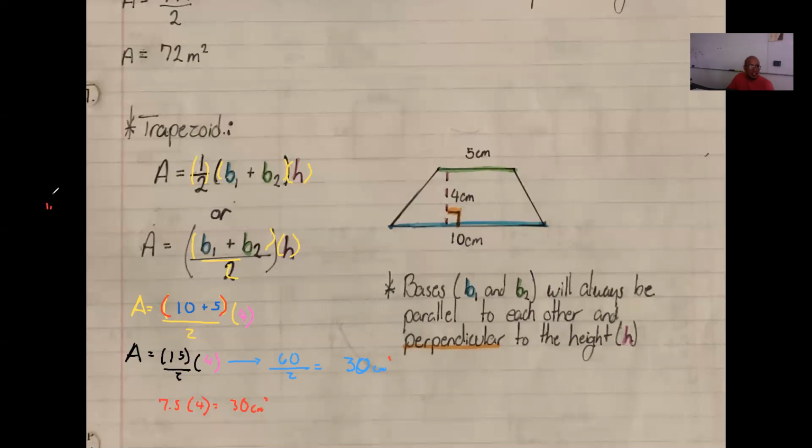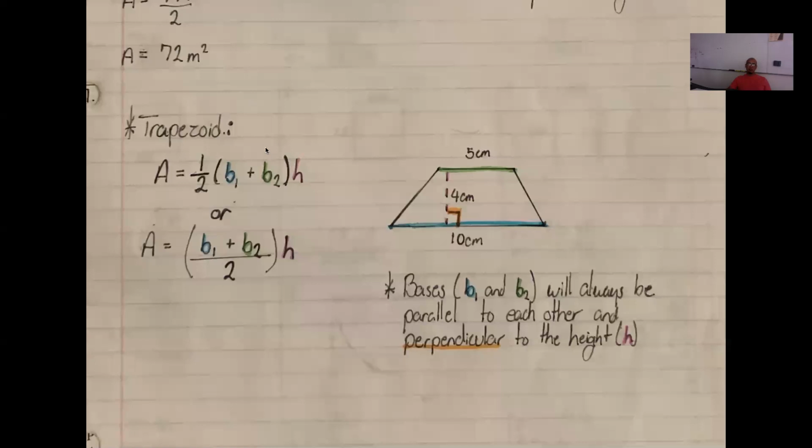And so this, by the way, is number 1 from our assignment. So the answer to number 1 is 30 centimeters squared. That's pretty much it, ladies and gentlemen. The bases are the parallel sides. This is my formula: I add the bases, I multiply times the height, and divide by 2. Or add the bases, divide by 2, and then multiply by the height. You're going to get the same answer either way, ladies and gentlemen.